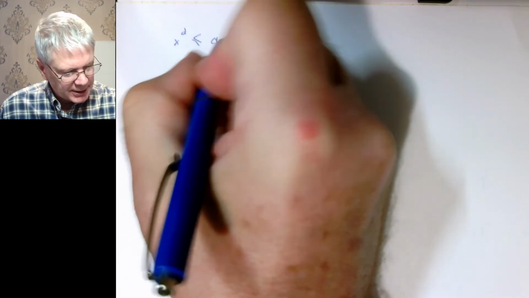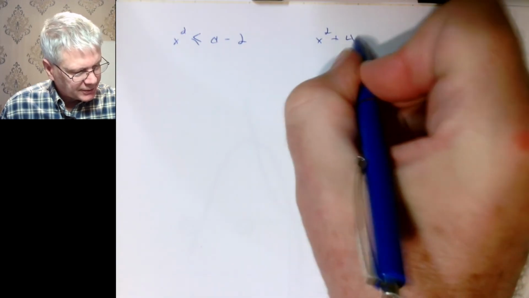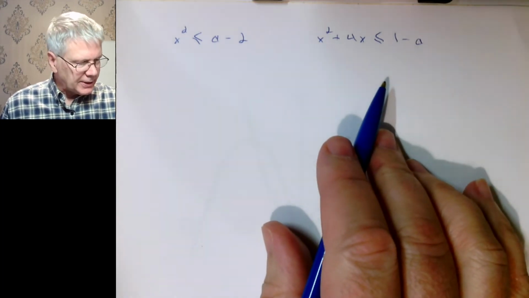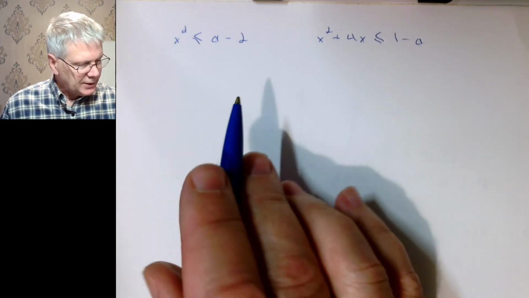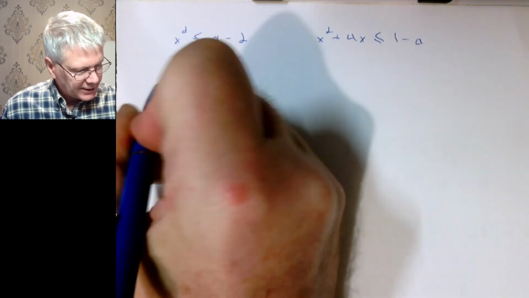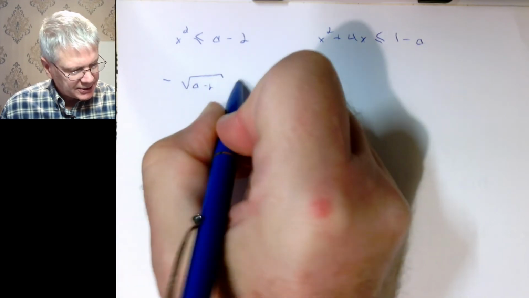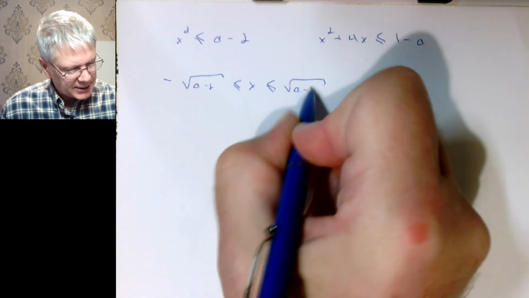And without looking at this graphically, you can look at this as intervals. So I have x squared is less than or equal to a minus 2, and x squared plus 4x is less than or equal to 1 minus a. And this time I'm just going to treat these as inequalities and try to find the intervals where they are equal. So I will find out that minus the square root of a minus 2 has to be less than or equal to x, and that's less than or equal to plus the square root of a minus 2.